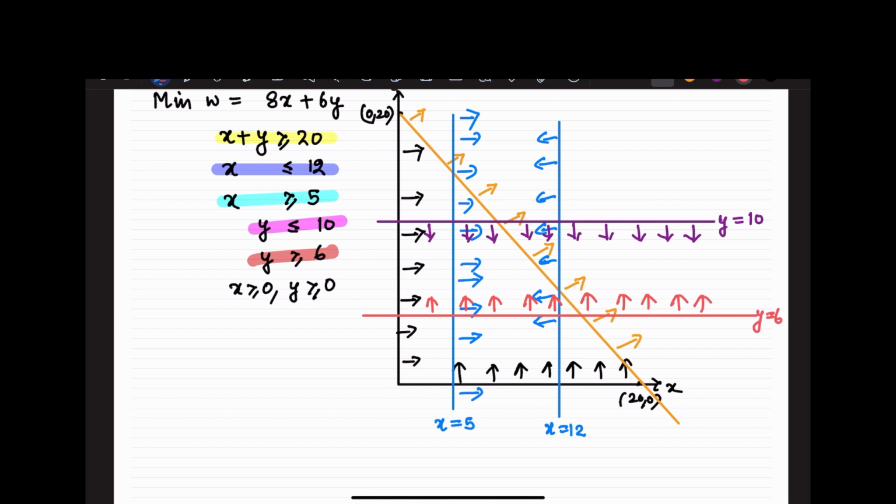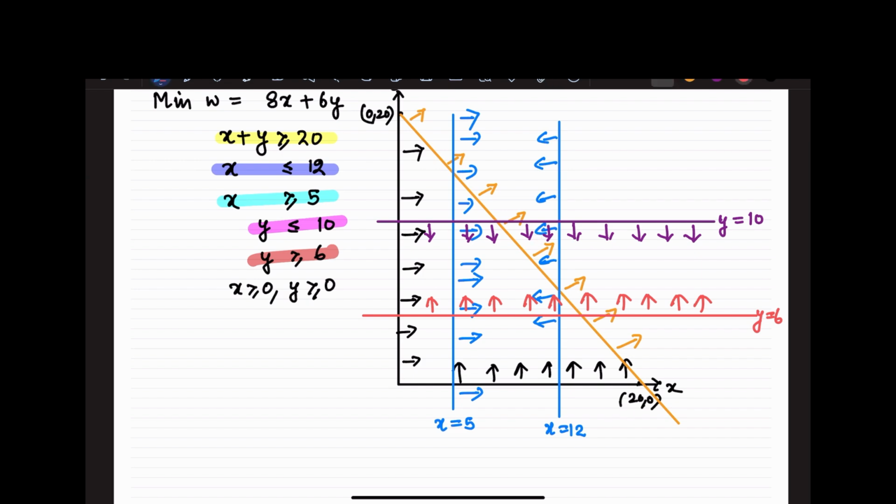Now let's see where the feasible region is. Can this be the feasible region? This cannot be the feasible region because it is not satisfying the yellow constraint. Can this be the region? It is not satisfying this blue constraint. In fact, this triangular region is the feasible region, because in this area every constraint is agreeing. It is to the right of this yellow, left of this blue, right of this blue also, above this red, below this purple. So this is the region.